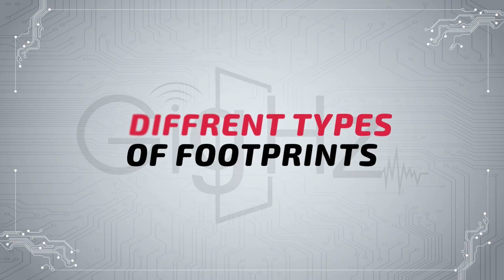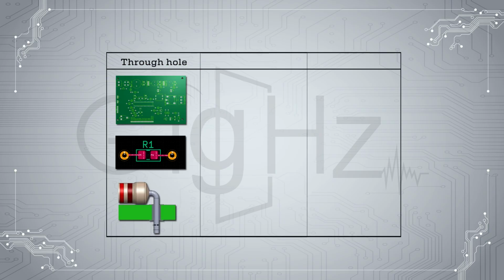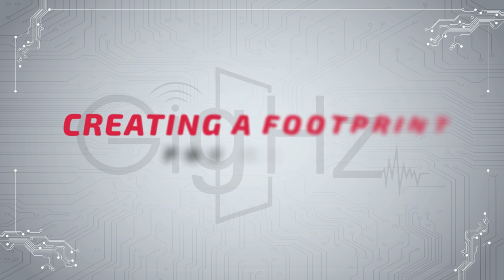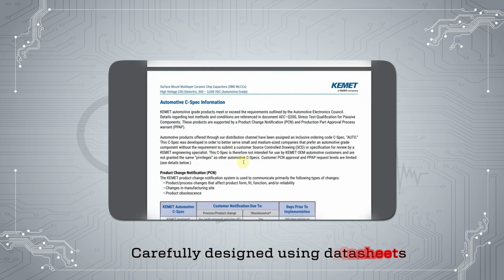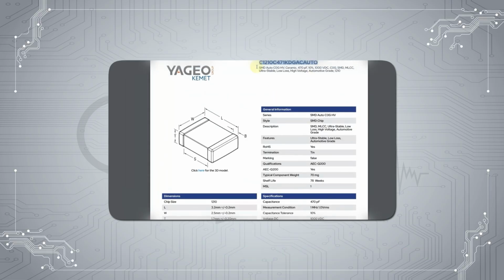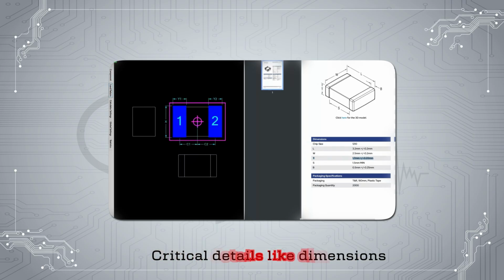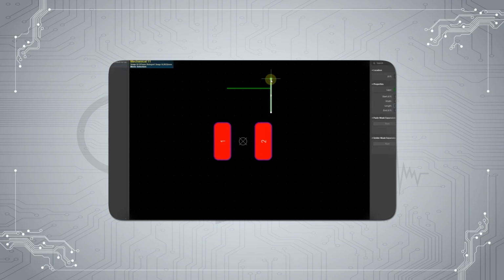Different types of footprints. Footprints vary depending on the type of component: through hole, surface mount, or custom designed. Creating a footprint, the process. Footprints are carefully designed using datasheets, CAD tools, and precise industry standards to ensure accuracy. Data sheets provide critical details like dimensions, pin configurations, and tolerances.